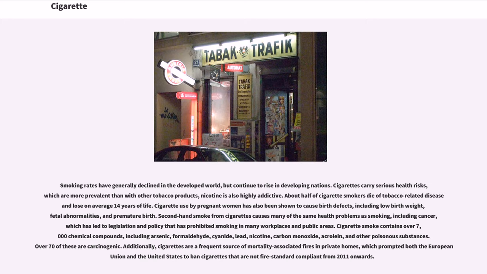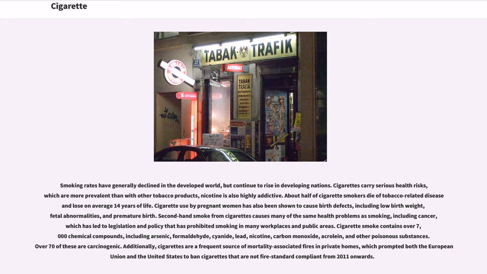Cigarette use by pregnant women has also been shown to cause birth defects, including low birth weight, fetal abnormalities, and premature birth. Secondhand smoke from cigarettes causes many of the same health problems as smoking, including cancer, which has led to legislation and policy that has prohibited smoking in many workplaces and public areas.